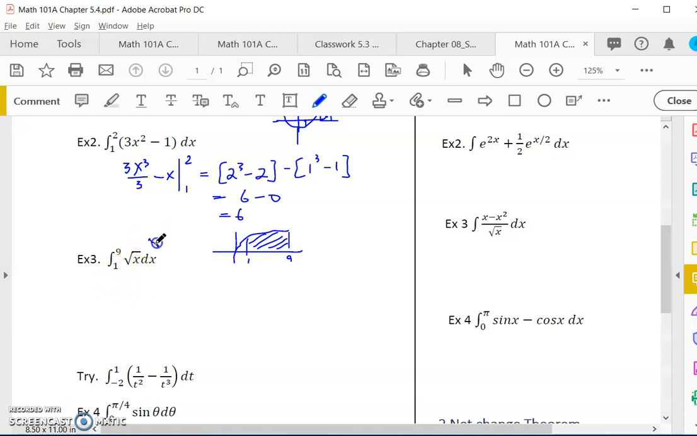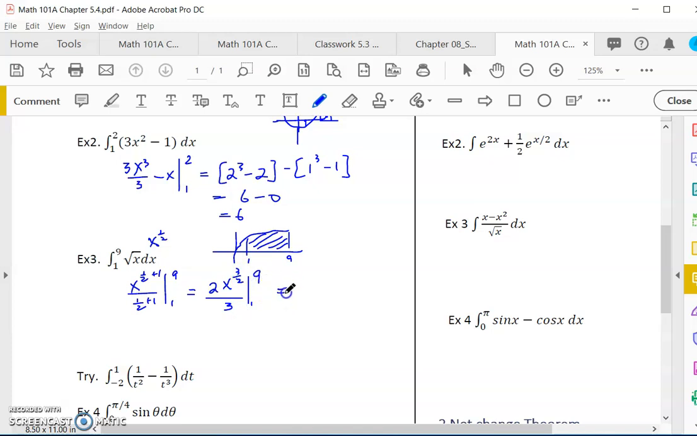x times square root x is x to the 1/2. So I'm going to use the power rule to do the antiderivative. It'll be x to the 1/2 plus 1 over 1/2 plus 1, evaluated from 1 to 9. So that would be x to the 3 over 2 times, since 1/2 plus 1 is 3 over 2, the 2 goes to the top and the 3 stays in the bottom, right? 2 over 3, from 1 to 9.